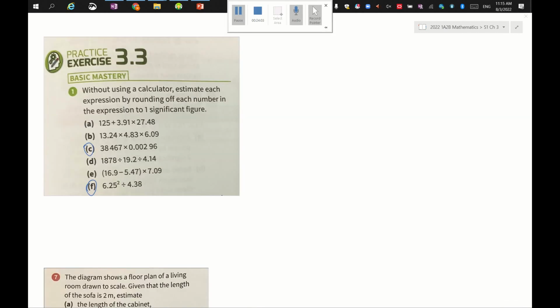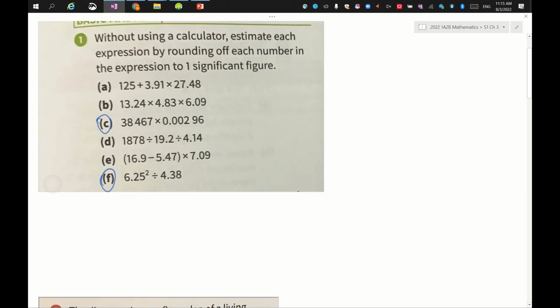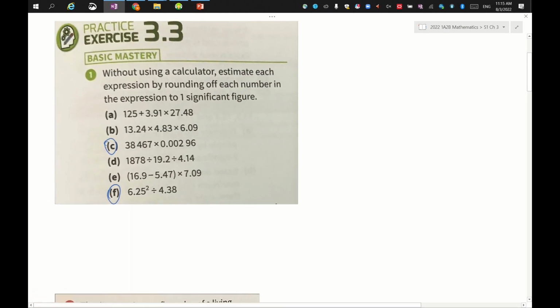So these are the textbook homework questions for the end of your chapter 3 part 2 notes. From textbook exercise 3.3, question 1C. Without using calculator, estimate the expression by rounding off each number to 1SF.